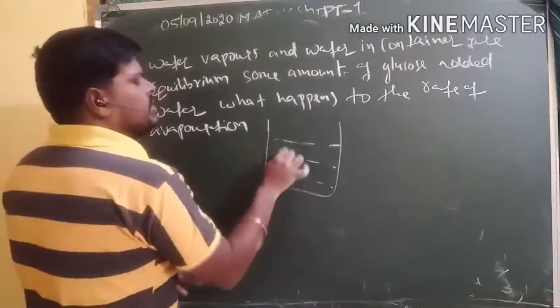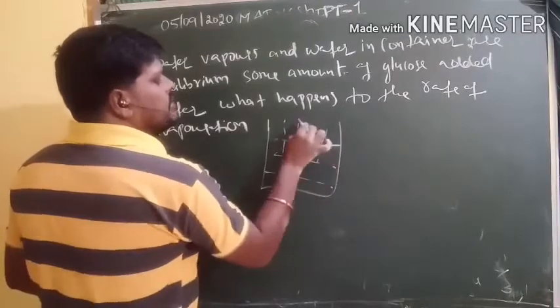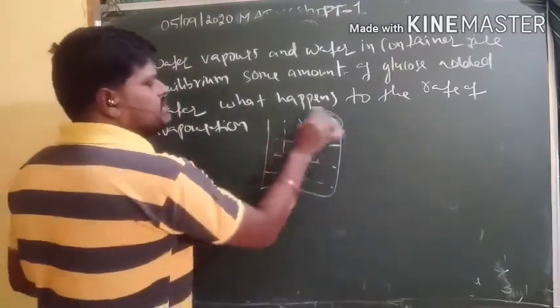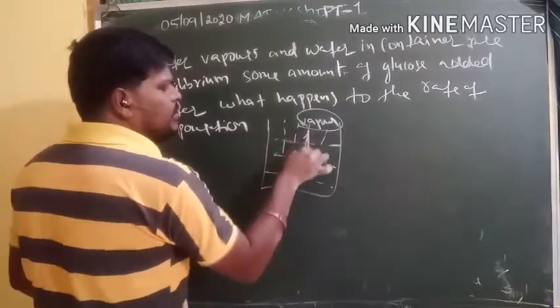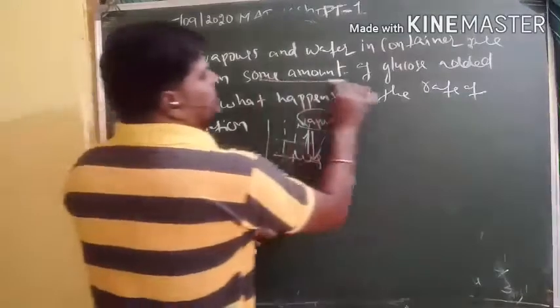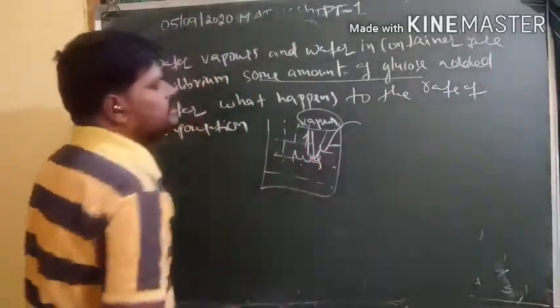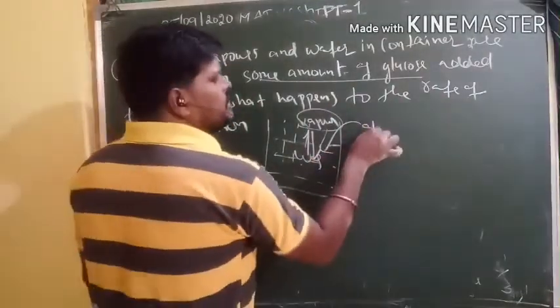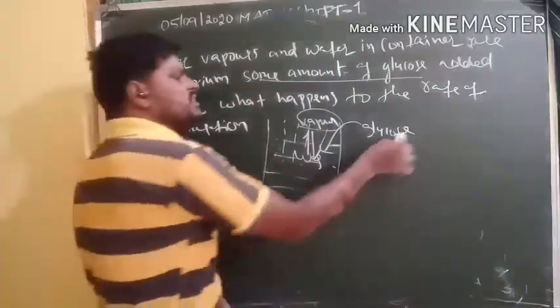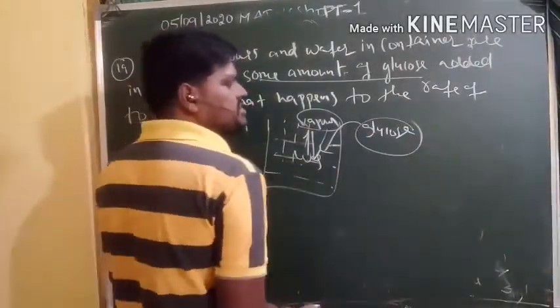Of course, water releases vapors. Vapors and water are in equilibrium, right? But we added some amount of glucose here. What happens to the rate of evaporation here? What is the nature of glucose?